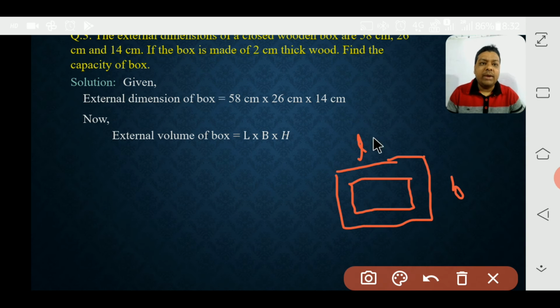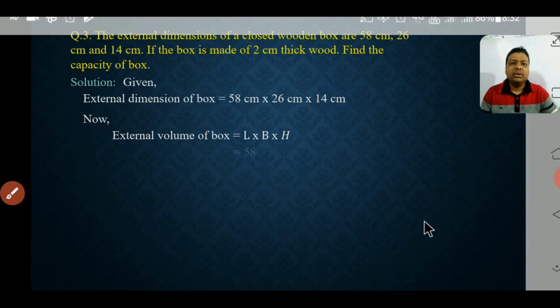And the box is made of, here it is blank, it is hollow, only this part is made of metal or any material. So this part we have to find. And how can we find it? We will subtract. At first we will find the external volume of this box and then the internal volume of this box, and then we will subtract, then we can get the volume of this box. So let's do it.